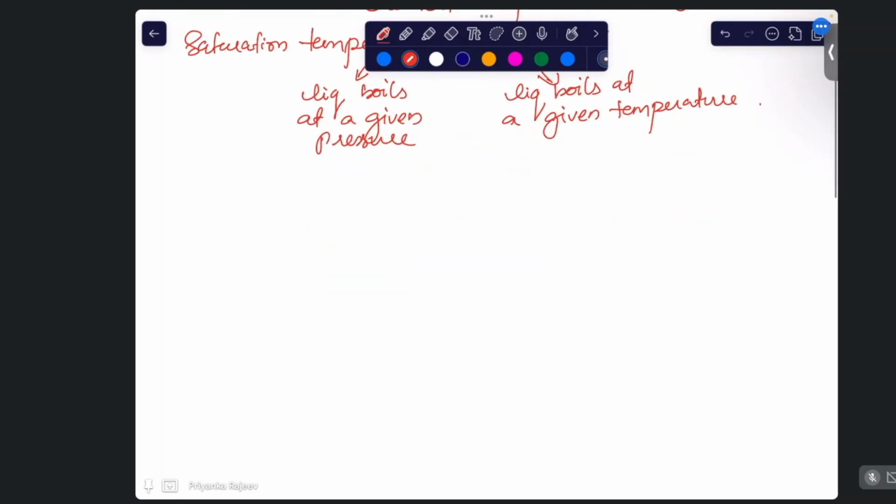Next is boiling point and melting point. The phase change from liquid to vapor happens at the boiling point. And the melting point is the temperature at which solid starts to change its state from solid to liquid. Then superheated steam. So what is superheated steam?